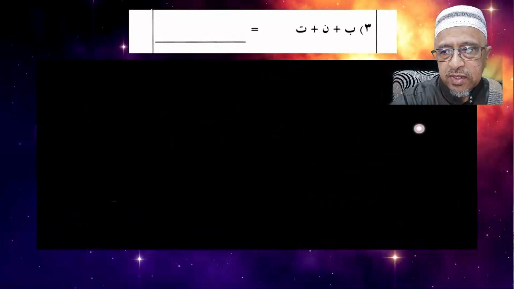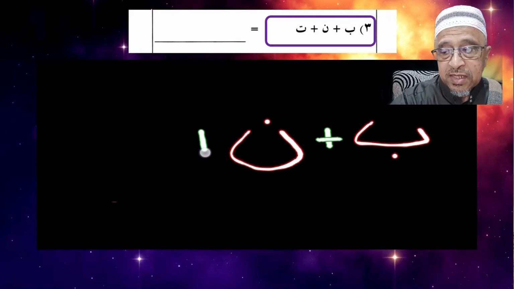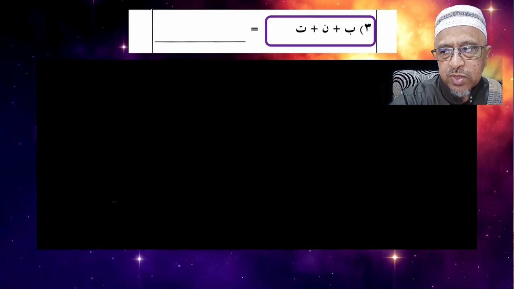Thalatha, number 3. As you can see there, we have the b, the n, and the t. And of course the b, we write like that. Remember the boat with the button at the bottom. And then the n, with the 1 dot on top, and then the t, which is similar to the b shape, but with 2 tiny dots on top.